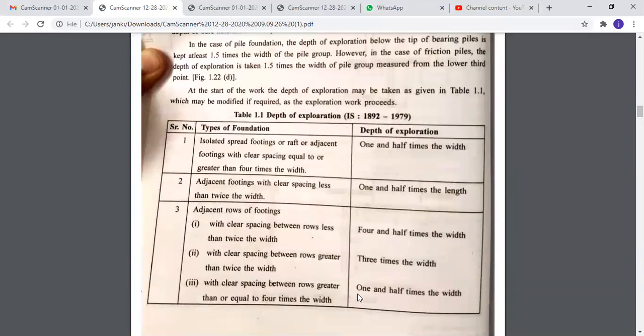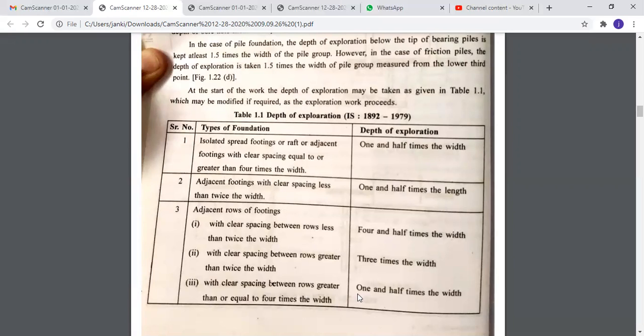So there are different types of foundation, and their depth of exploration varies with the type of foundation. The first one is isolated spread footing or raft or adjacent footing with a clear spacing equal to or greater than 4 times the width, so the depth of exploration is 1.5 times the width. The second type is adjacent footing with clear spacing less than twice the width, 1.5 times the length.